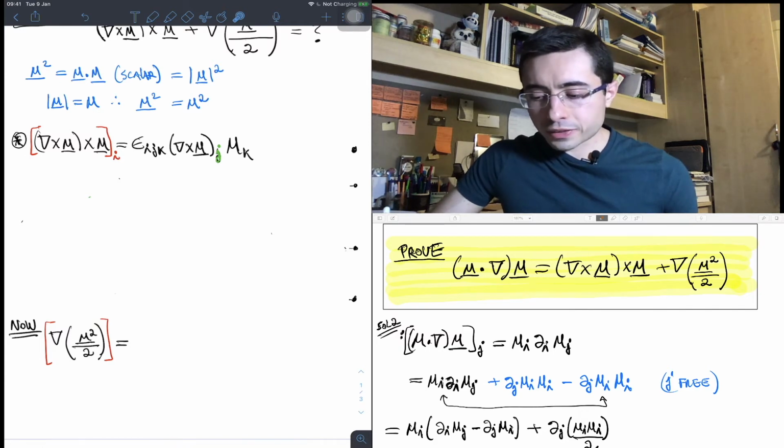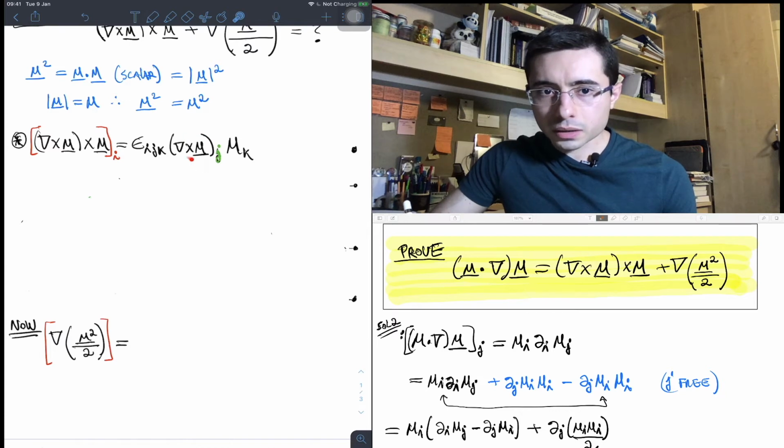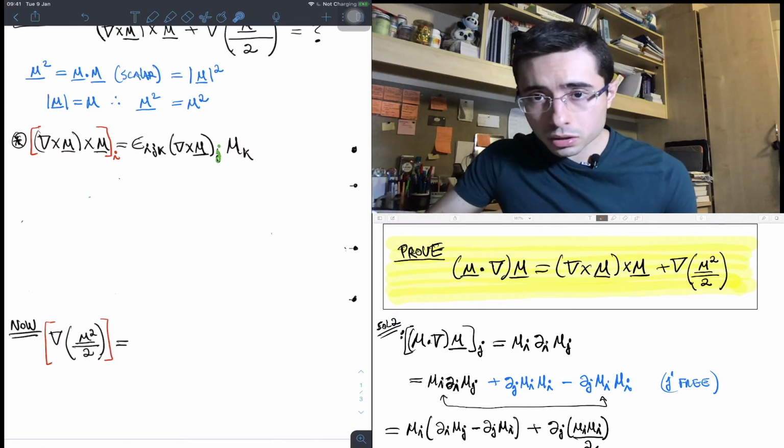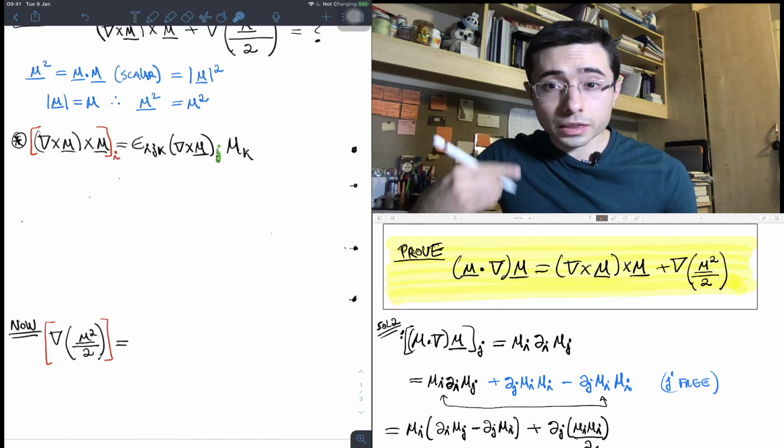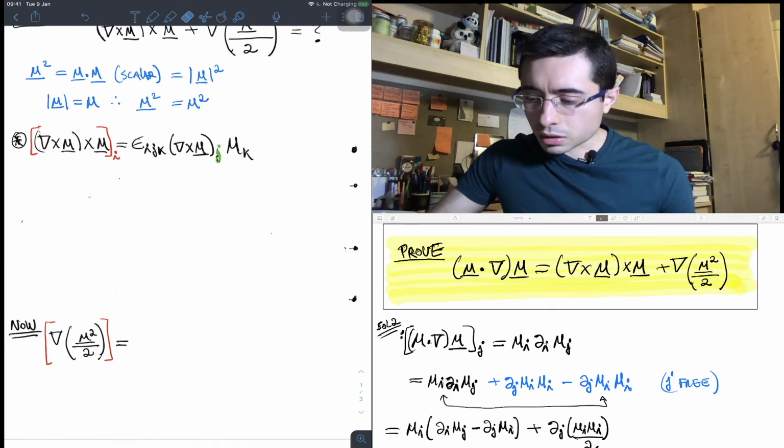So that's the first part. But now we need to open this guy here. So we need to write the j component of that guy here. And again, we have another vector product, so we will gain another epsilon, right? So this other epsilon here.